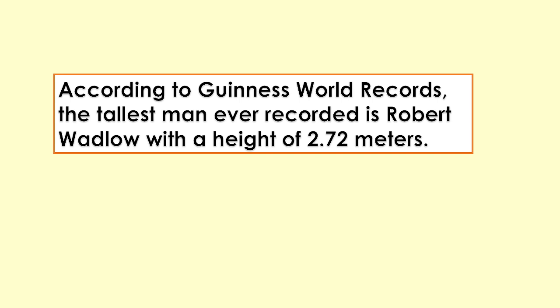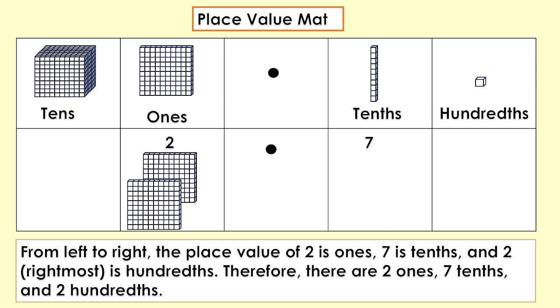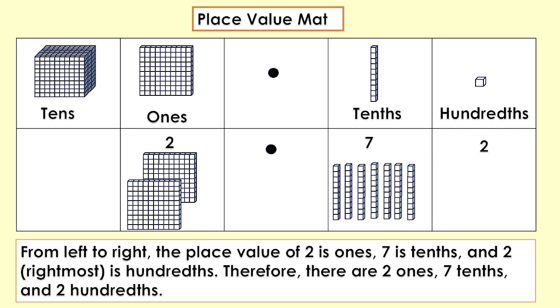According to Guinness World Records, the tallest man ever recorded is Robert Wadlow with a height of 2 and 72 hundredths meters. Let us find the place value of the number 2.72. I have here a place value chart. From left to right, the place value of 2 is ones, 7 is tenths, and 2 rightmost is the hundredths. Therefore, there are 2 ones, 7 tenths, and 2 hundredths.